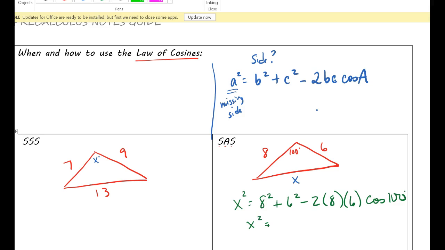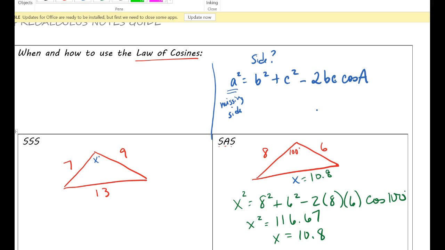Let's see if we get the same answer. Okay, 2 times 8 times 6 times cosine of 100. Okay, I'm getting 116.67, and then this is equal to x squared, so of course we're going to need to take the square root of that answer, and I am getting x is 10.8, okay? And that makes sense for the problem because 100 is the biggest angle, and so this has to be the biggest side.